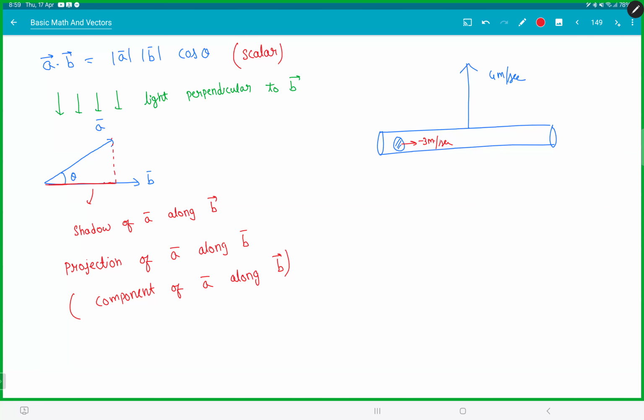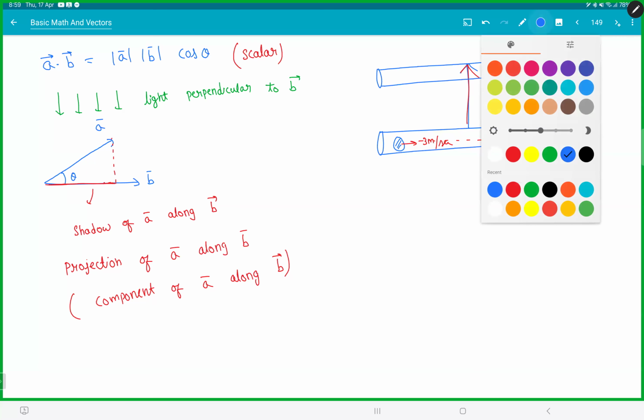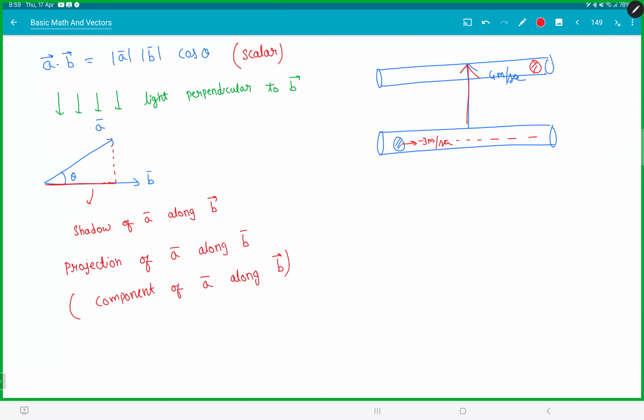The ball is going inside a pipe with 3 meters per second, and the whole pipe is going up with 4 meters per second. Now, if I ask you, what is the speed of the ball? If you see, the ball is going horizontally with 3, and it is also going up with 4. It's actually 5, isn't it? After some time, when the pipe has come here, the ball has reached here. So for a person seeing from the ground, he will think the ball is going this way.